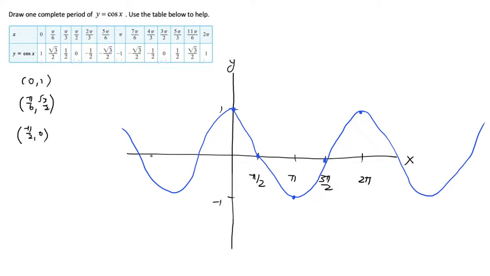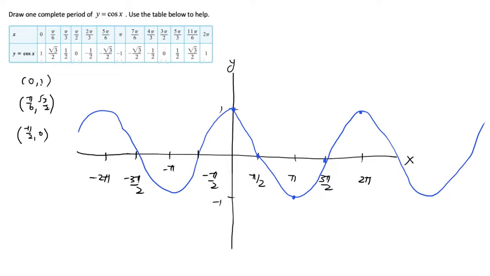Now, of course, we could label these continuing to the left and to the right as well. So what are these points going to be? This is going to be negative pi over 2 here. This is going to be negative pi. This is going to be negative 3 pi over 2. And if we keep going, the graph keeps going up and oscillating. So this point here should be negative 2 pi. Once again, we can keep going this way as well.